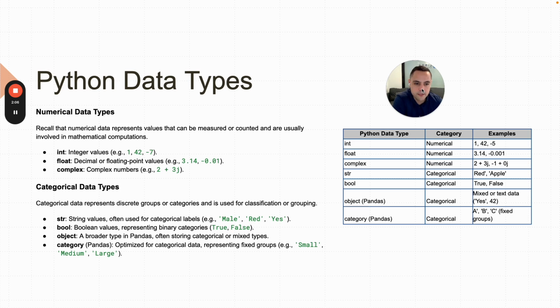You can see some examples there, but with categorical, there's string values, also Boolean, so kind of binary categories, true, false, or yes, no, you can think of as a Boolean. Object, so those are often storing categorical or mixed types. And then finally category, that would be in pandas, right? So that would be used specifically for categorical data representing fixed groups.